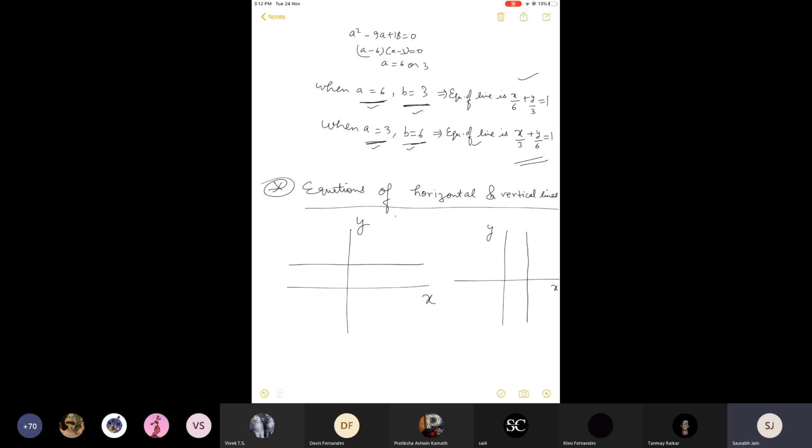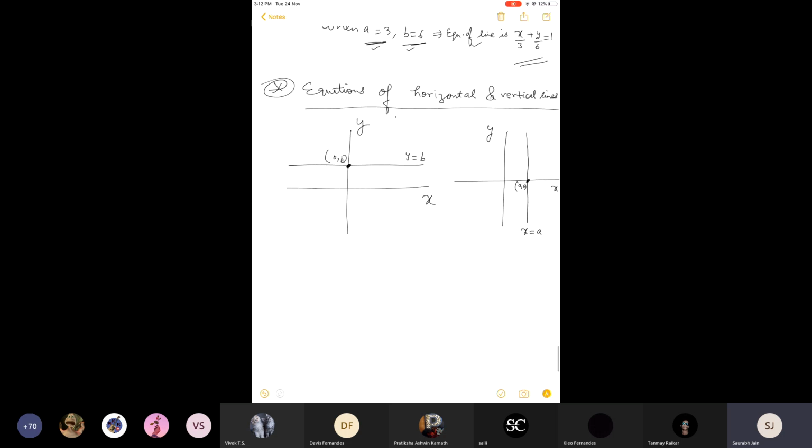Similarly, the y-axis, which is a vertical line, its equation is x is equal to 0. But what about other such types of vertical lines? So I told you, let's say this point is 0 comma b. If this point is 0 comma b, the equation will be y is equal to b. Similarly, if this point is a comma 0, then the equation of this line will be x is equal to a.